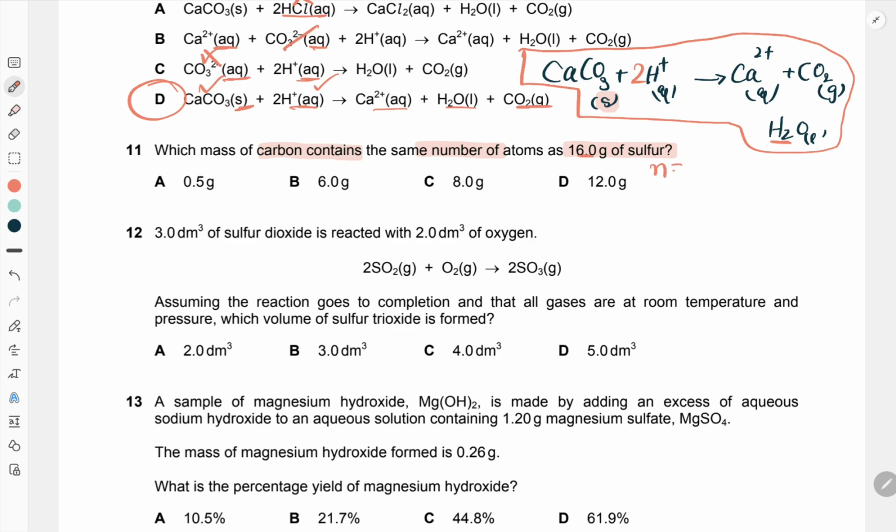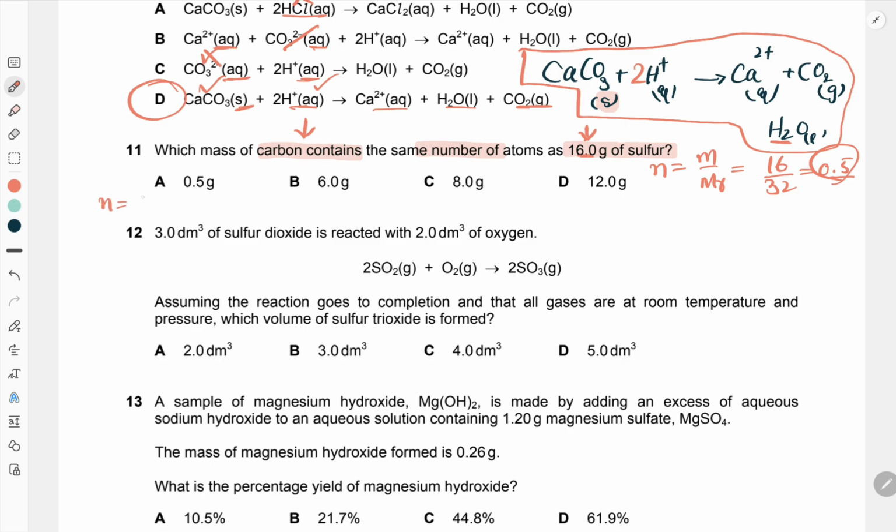So number of moles of sulfur is M over Mr. Mass is 16 and the Mr of sulfur is 32. So the number of moles is 0.5, which means 16 gram of sulfur contains 0.5 moles of sulfur. Now we need to see among these given options which mass contains 0.5 moles of carbon.